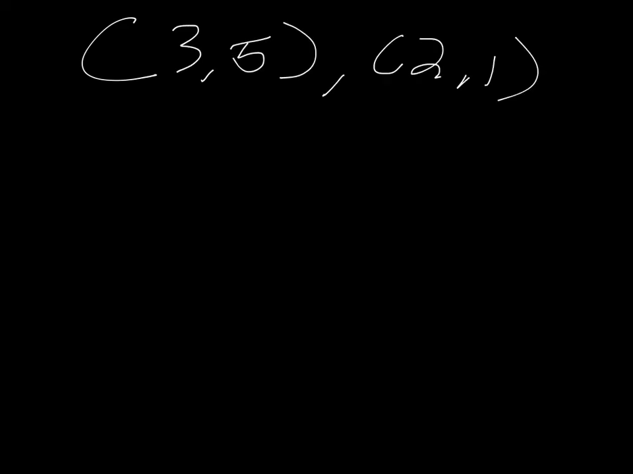Now if it gave you coordinates, like if it gave you (3, 5) and (2, 1), for example, these are two coordinates of f of x.